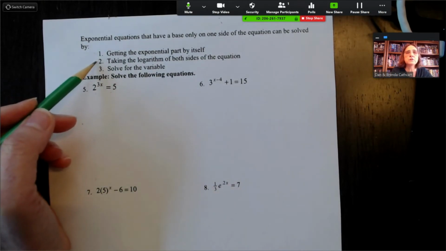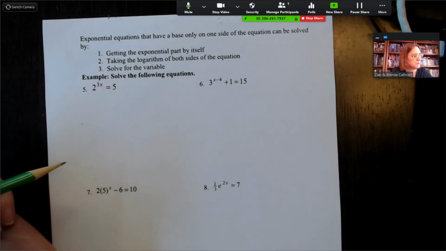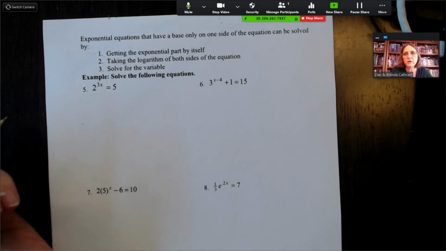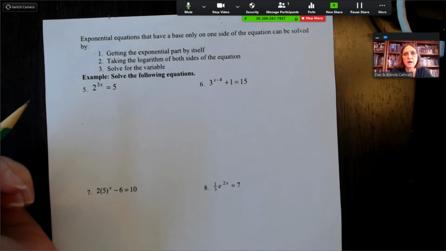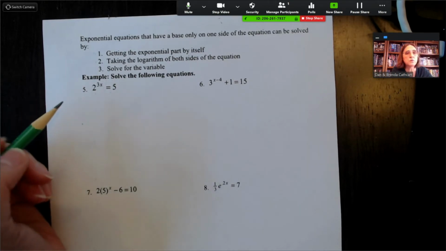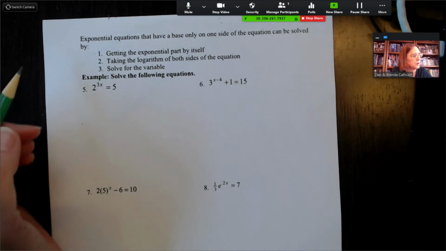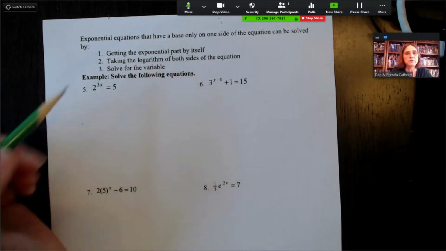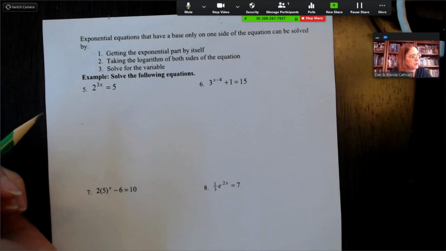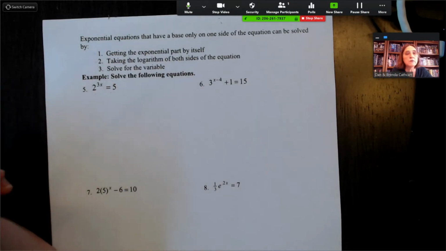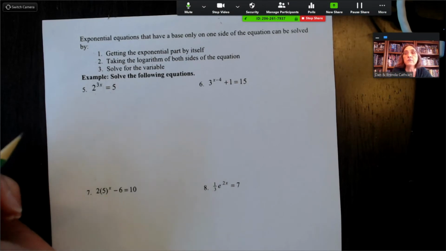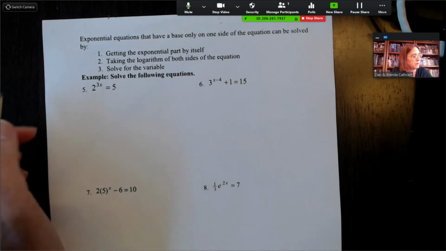Moving on to step 2, take the logarithm on both sides of the equation. Just like we can add the same thing to both sides of an equation, or multiply or divide both sides by the same value, or even square both sides of an equation, we can do the operation logarithm to both sides of an equation. So I'm going to choose to do either log base 10 or log base e, because those are the values that we can do on our calculator.